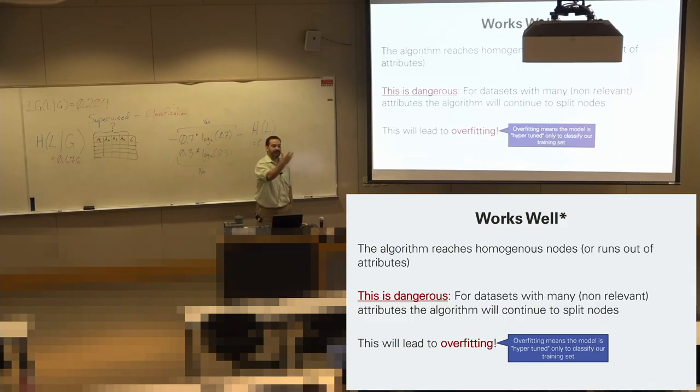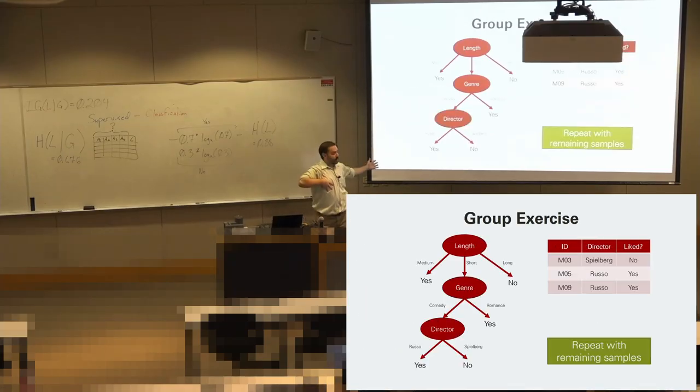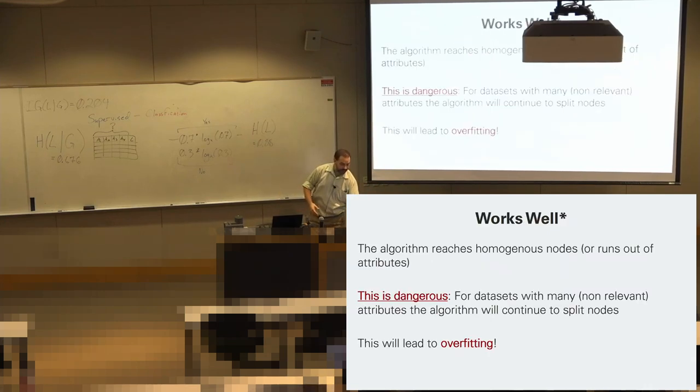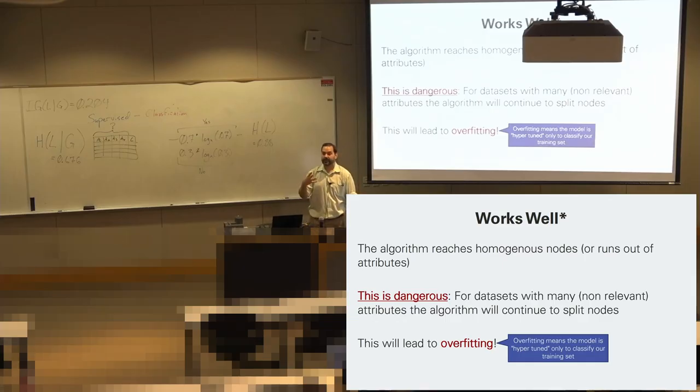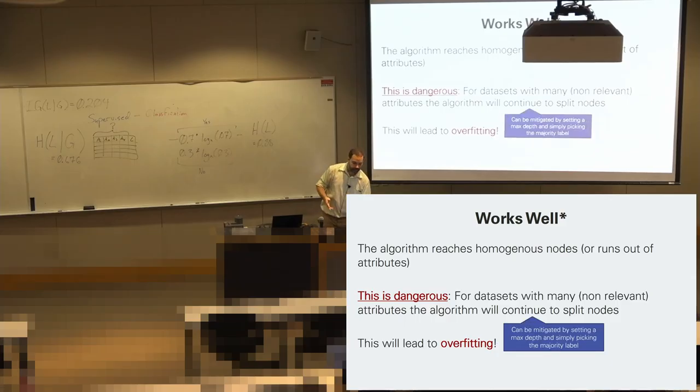Now, okay, I trained it on my model. Now let's put it out there in the wild, right? Does my decision tree about movies reflect everyone, right? Maybe, maybe not, right? We don't know, again, that's the big issue. It's specially tuned for me, right? But not for everyone, right?